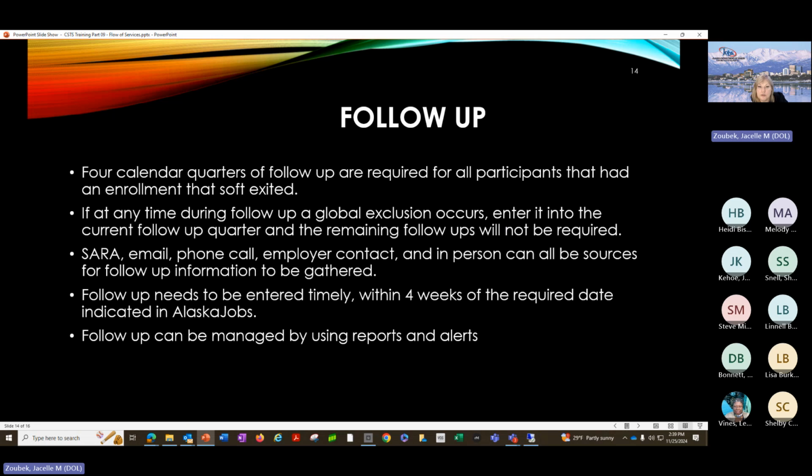So the goal is to do it during the quarter and get it done. But if for some reason you didn't, or you were struggling getting in touch with your customer, you do have up to four weeks to gather that information for the quarter that it was in and get that information entered. Follow-up can be managed by using reports and alerts.